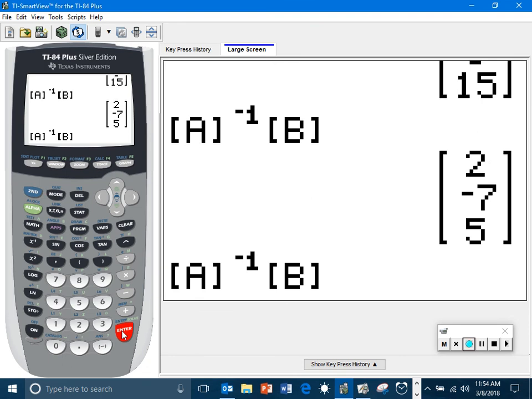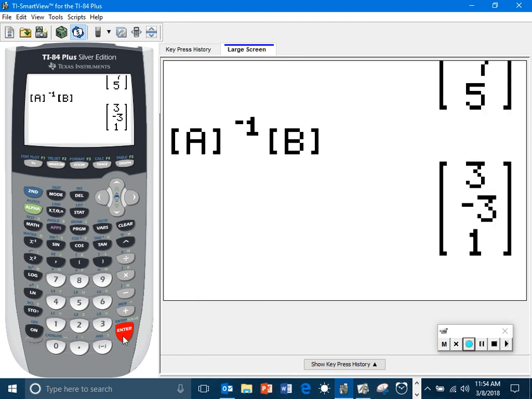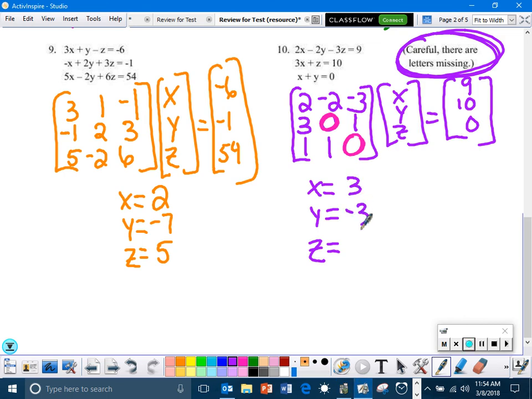And 3, -3, 1. All right. Now let's do a few word problems. Next page.